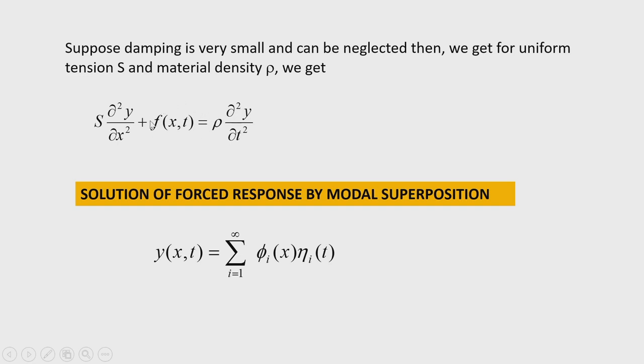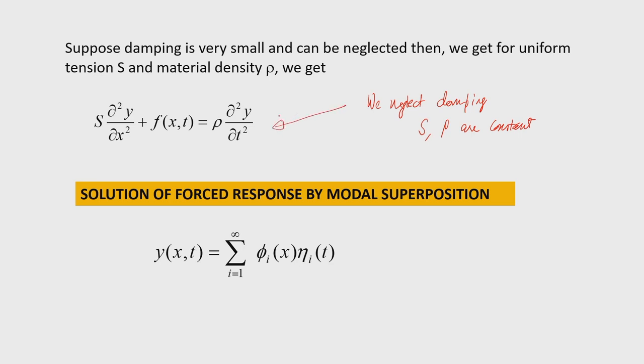Due to appearance of F(x,t), our procedure will be slightly different, because this equation is not a homogeneous equation, so we have to ultimately solve a non-homogeneous equation. Now, this equation is obtained by force balance applying Newton's second law, but this can also be obtained from the energy principle that we have already discussed, and in that case the work done due to externally applied load has to be taken, and also the work done due to damping force has to be taken as a non-conservative work done. Now, after getting the equation of motion, what we have done is we neglected damping. So that is our first assumption, and we have taken S and rho as constant, and they are not changing along the length of the string. So with that condition, we now arrive at this equation.